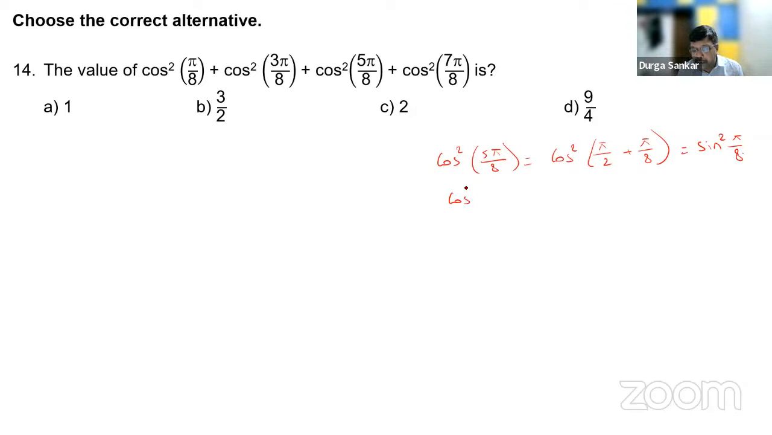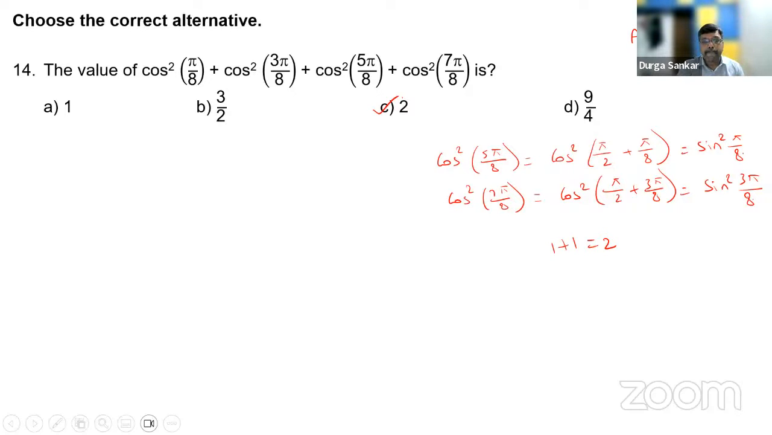By similar logic, I can say cos square 7 pi by 8 is equal to cos square pi by 2 plus 3 pi by 8. By similar logic, it becomes sine square 3 pi by 8. So now the entire equation becomes sine square pi by 8 plus cos square pi by 8 and sine square 3 pi by 8 plus cos square 3 pi by 8, which is nothing but equal to 1 plus 1, 2. Answer option C. So a type A question.